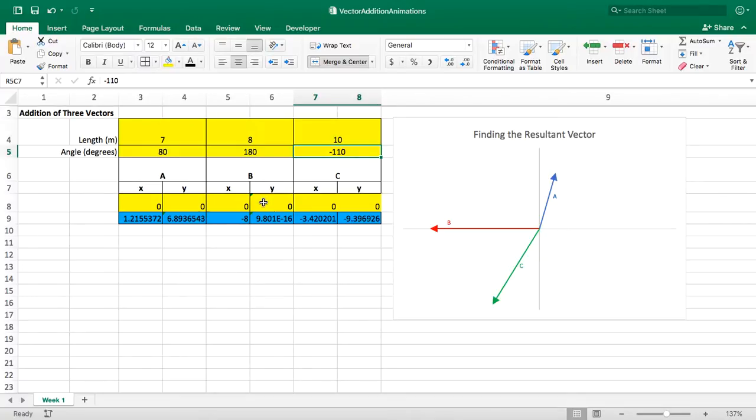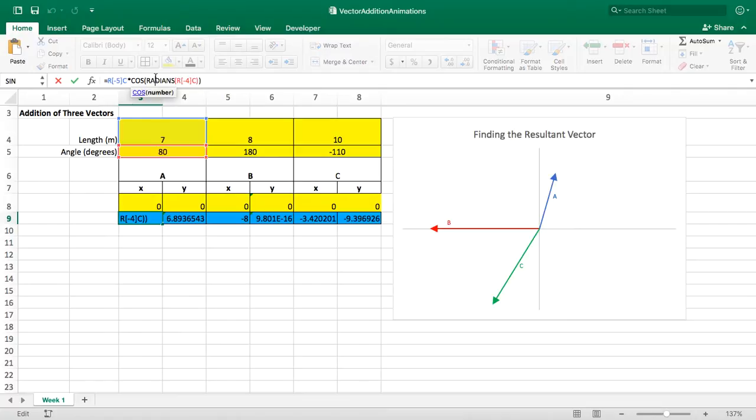Now, to calculate the x and y coordinates of the end of each vector, we simply use trigonometry. If you're not familiar with the formulas, then I encourage you to do a Google search. Simply look up trigonometry. So we're looking at the end coordinates of vector A, and they're simply given in the x direction by the length multiplied by the cosine of the angle that the vector makes to the x-axis.